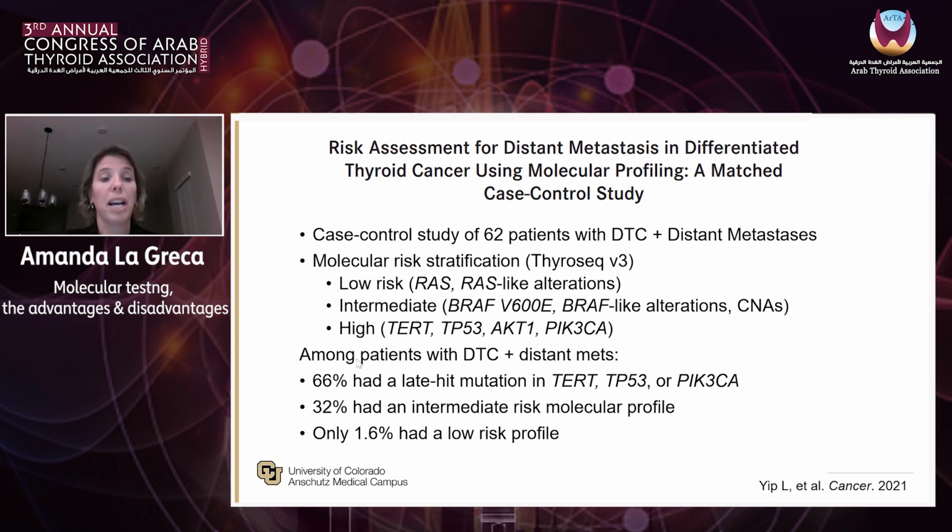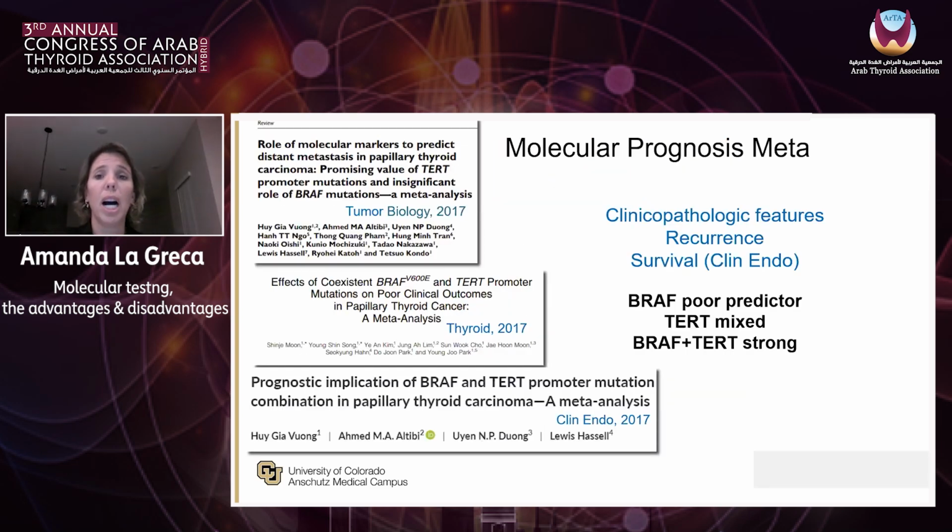Among patients with DTC plus distant metastasis, 66% had a late hit mutation and were found to have a high molecular risk profile: TERT, TP53, PIK3CA. 32% had an intermediate risk molecular profile, and only 1.6% had a low risk profile. So it's very reassuring that when we find this, it's either a benign condition, benign adenoma, or a low risk thyroid cancer. So I'm really close to my time.